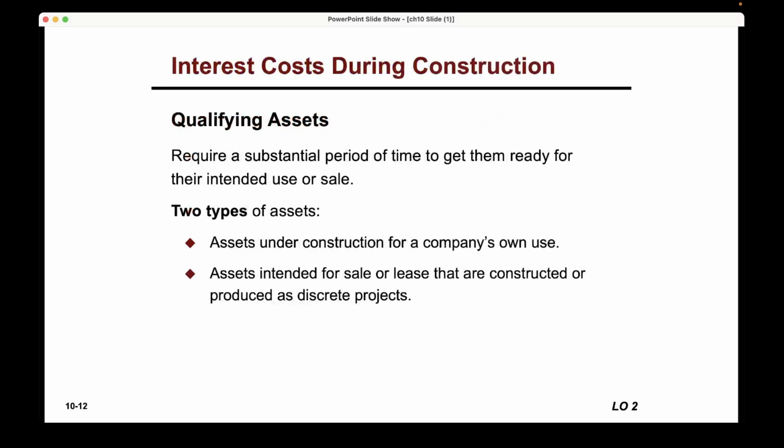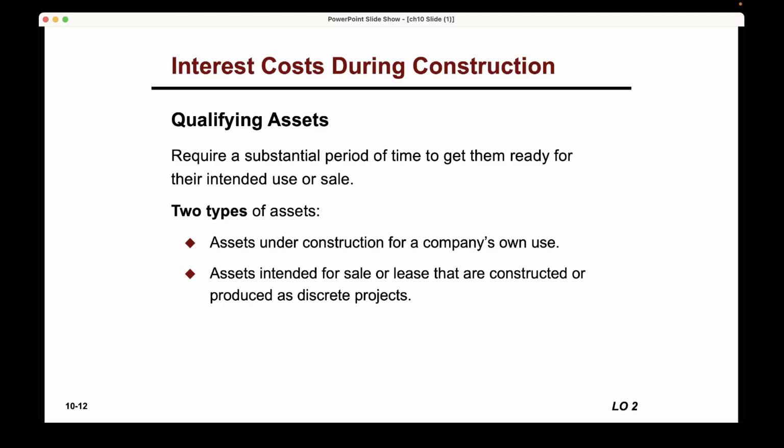All right, so continuing our discussions on interest costs during constructions, let's focus on qualifying assets first. From this slide, not all assets are eligible for interest capitalization, so it is essential to understand what types of assets qualify. To be considered a qualifying asset, the asset must require a substantial period of time to get ready for its intended use or sale.